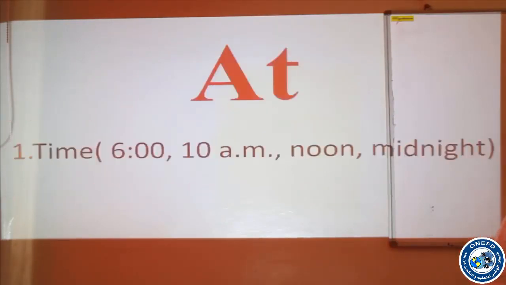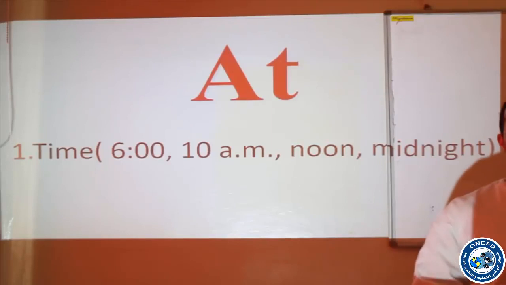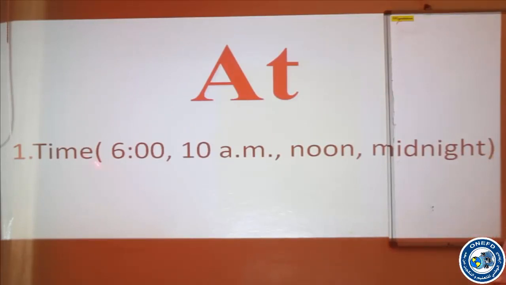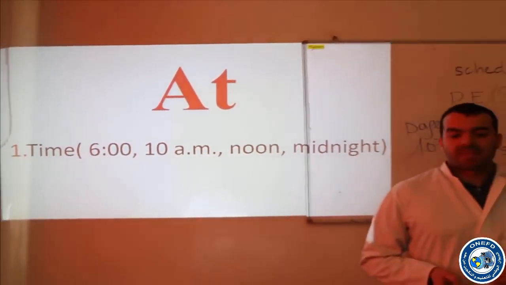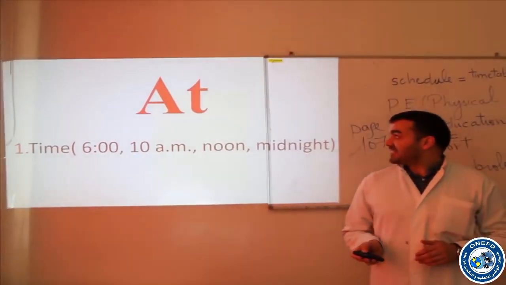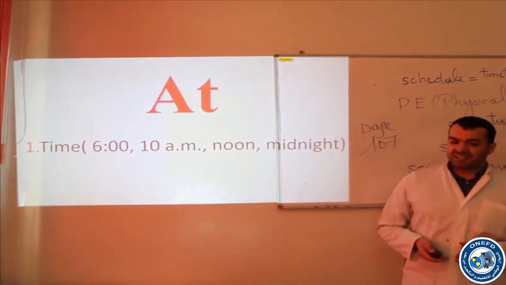Number 3, at. We use the preposition of time at with time. For example, we say at 6 a.m. For example, I get up at 6 a.m. At 10 a.m. At noon. At midnight, etc.